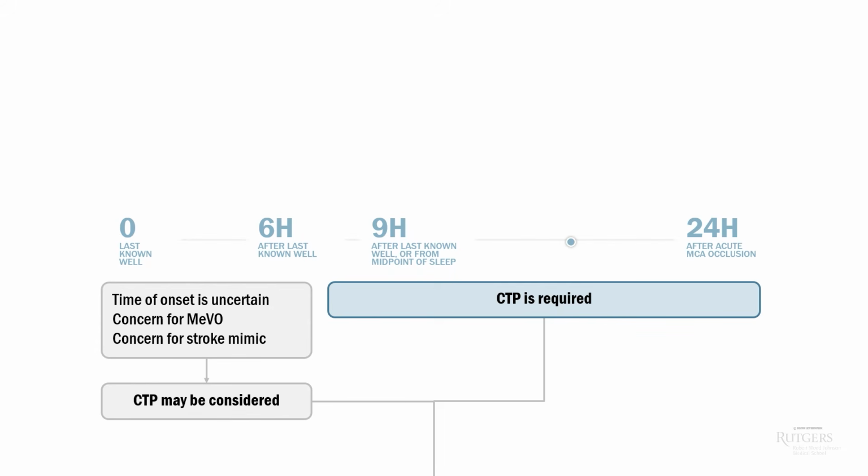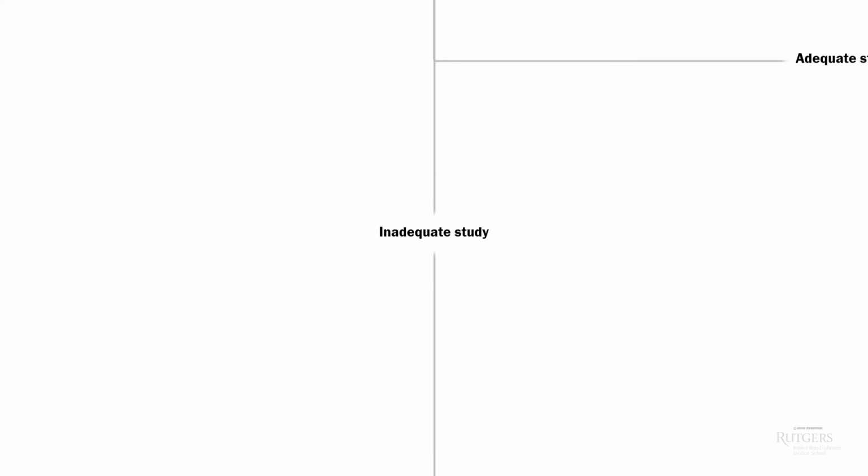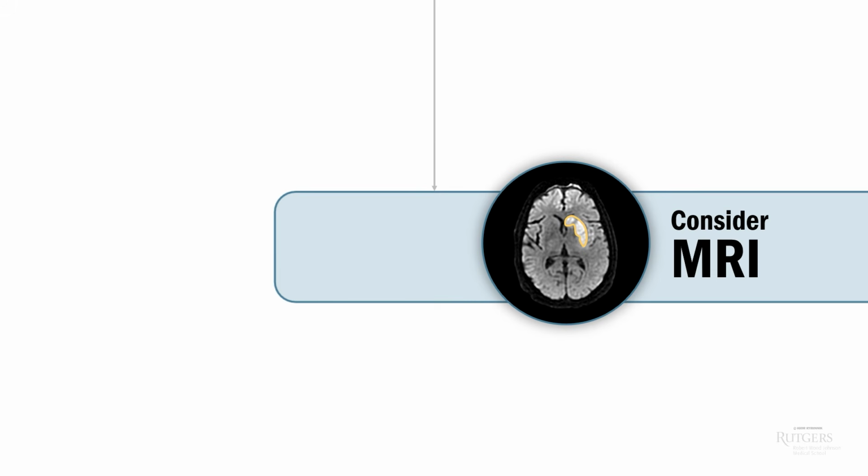If a patient presents beyond 6 hours from last known well, advanced imaging like CT perfusion is required to identify appropriate patients for intervention. Next, quickly assess the quality of study. I'm talking about verifying appropriate vessel selection, appropriate contrast opacification, and minimal movement. If the study is inadequate, consider performing an MRI.